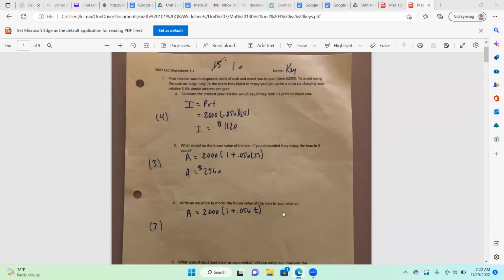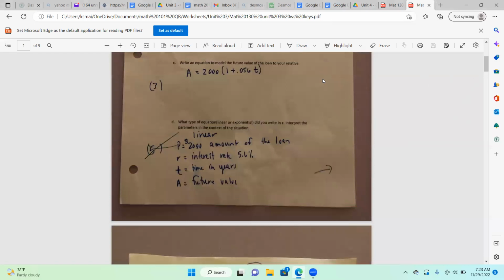Part C says, write an equation to model the future value of the loan to your relative. So in part C here, we're leaving T blank in case they want to change the number of years it will take them to repay the loan. Letter D says, what type of equation, linear or exponential, did you write in C? So it was a linear model because it's growing the same amount every year.